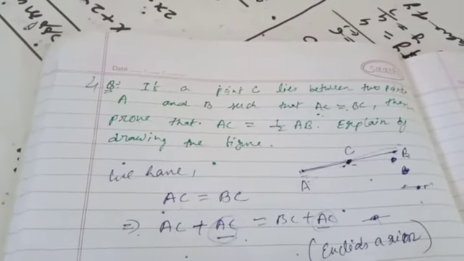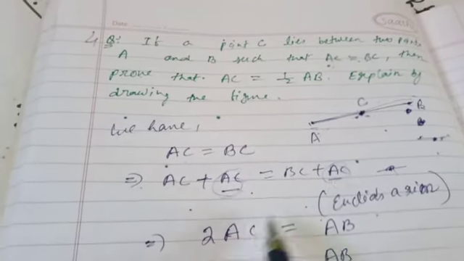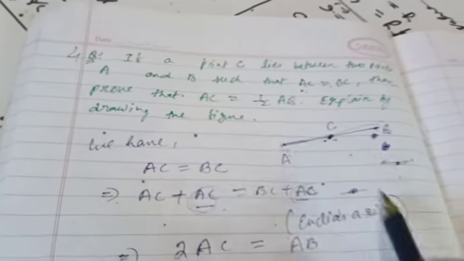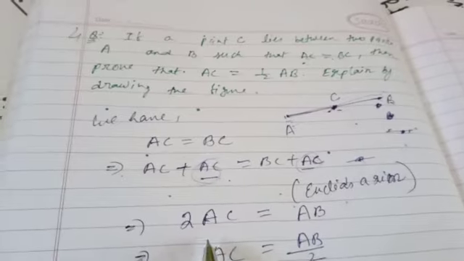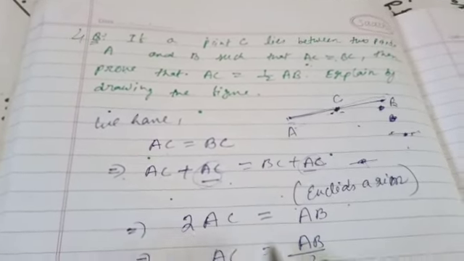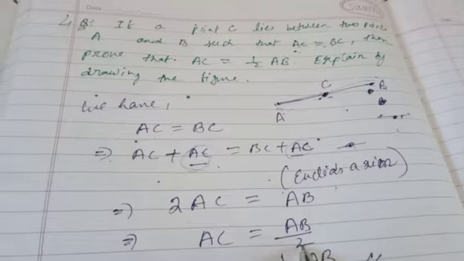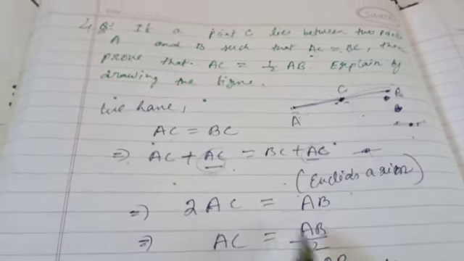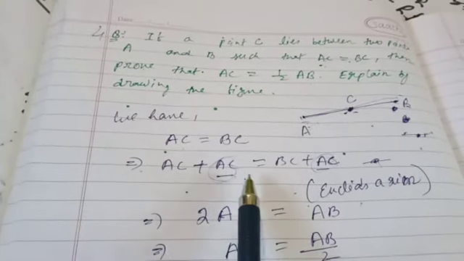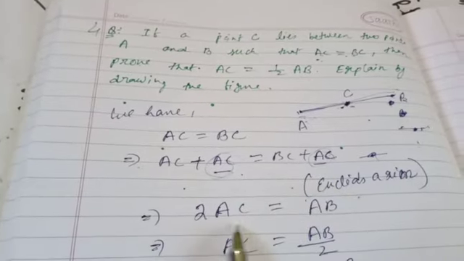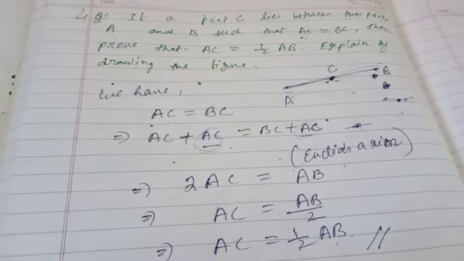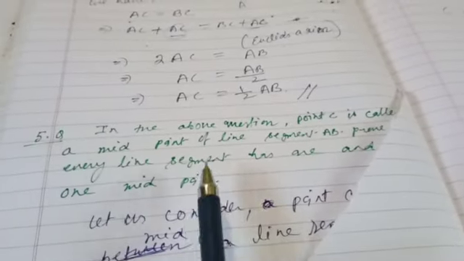Or also using Euclid's postulate. Now AC plus AC is twice AC. And BC plus AC is AB. Now 2 is multiplied with AC. If you transfer 2 to the right hand side, you will see it is divided. AB by 2 means half. So half of AB. So you got AC is equal to half of AB. Understood? What we have done first? AC equal to BC. Then adding AC on both sides. After that 2 AC, then AB, then AC, then AB by 2. Then AC is equal to half of AB.